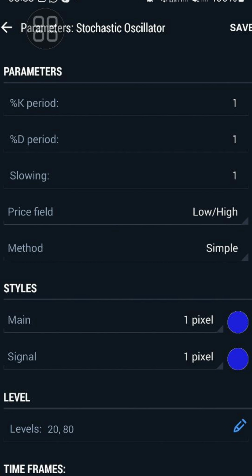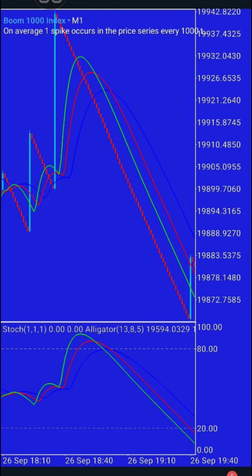%K period, 1. %D period, 1. Slowing, 1. Price field, low/high. Method, simple. Style, royal blue. Levels, 20 and 80. Once you're done, your chart should be ready to go. Zoom level. We'll be using the second zoom level on the chart to keep things precise.